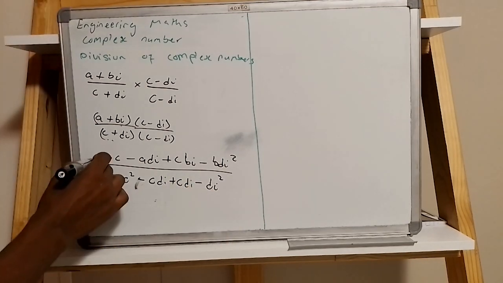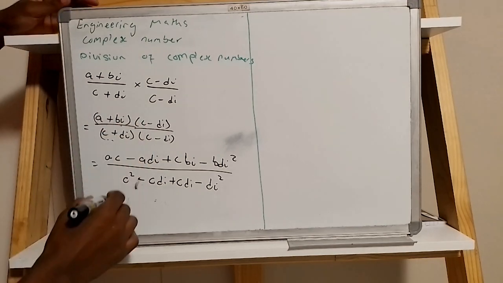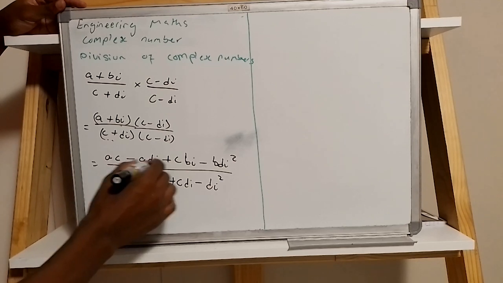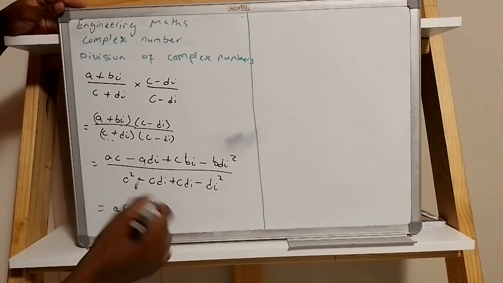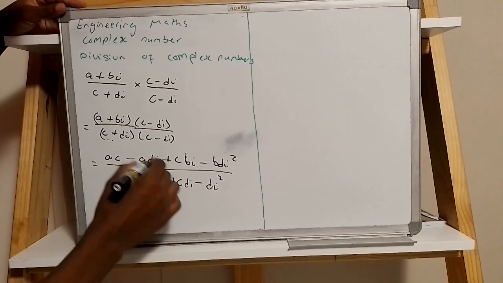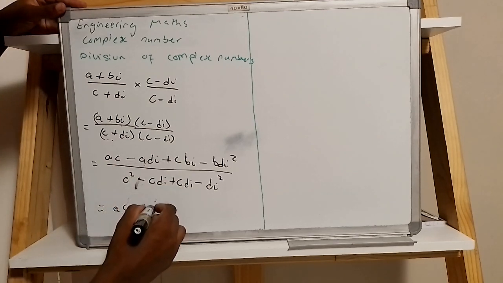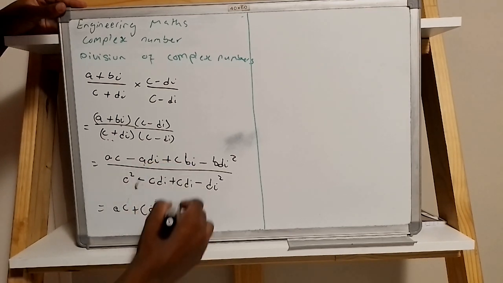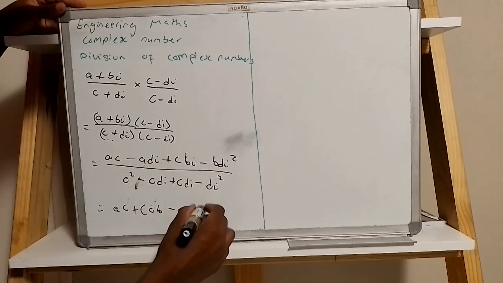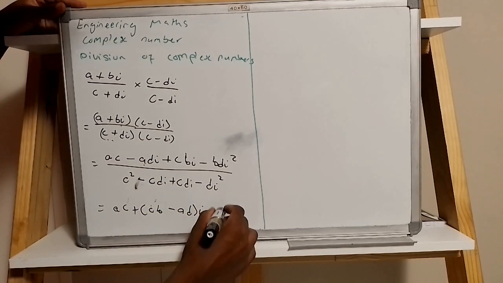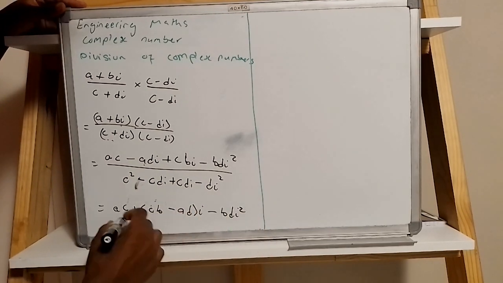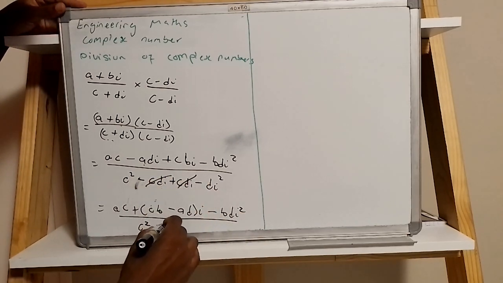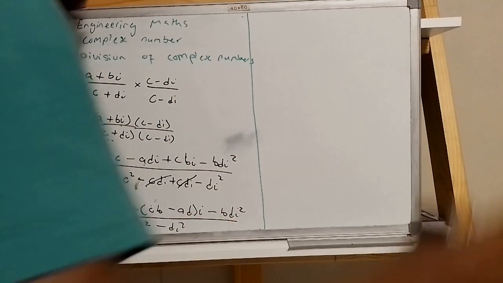Right? So now this will give me ac plus cbi minus adi minus bdi squared, all over, and this and this will cancel. I'll have c squared minus d squared i squared, right?